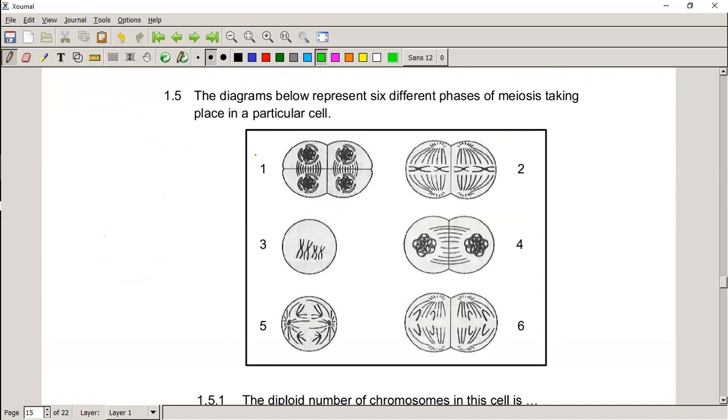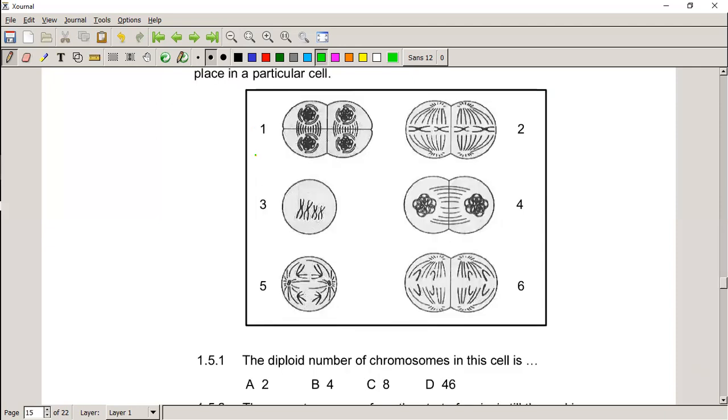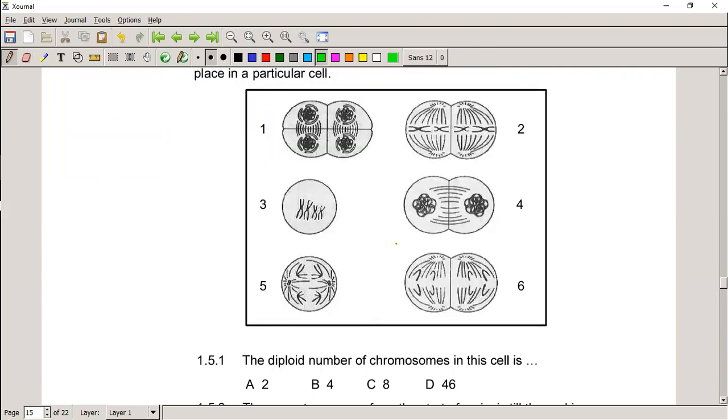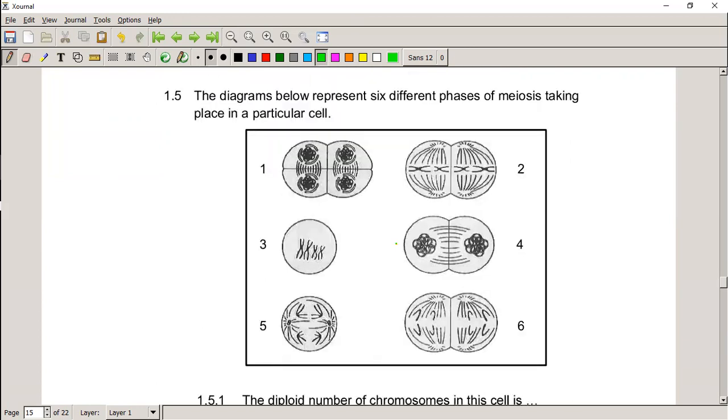The diagrams below represent six different phases of meiosis taking place in a particular cell. This is typical of this type of question on meiosis. One of the questions they can ask is to sort them according to sequence, because they won't necessarily be in sequence. They're not giving all the steps here. They might ask you to identify each of them. But in this case, they're just asking us what the diploid number of chromosomes is. But first, Vitabo, I'm going to give you a chance now. What is your question?